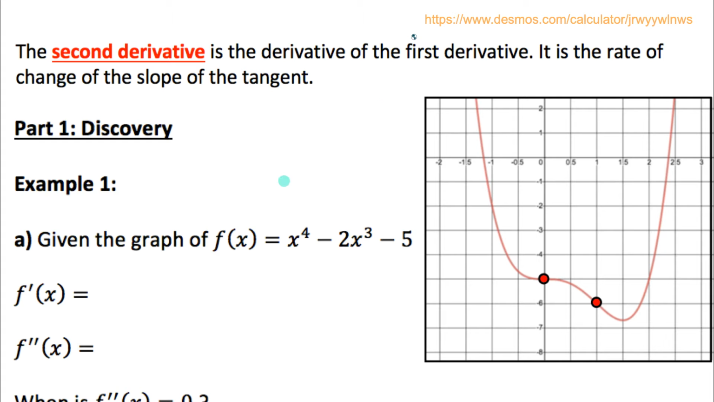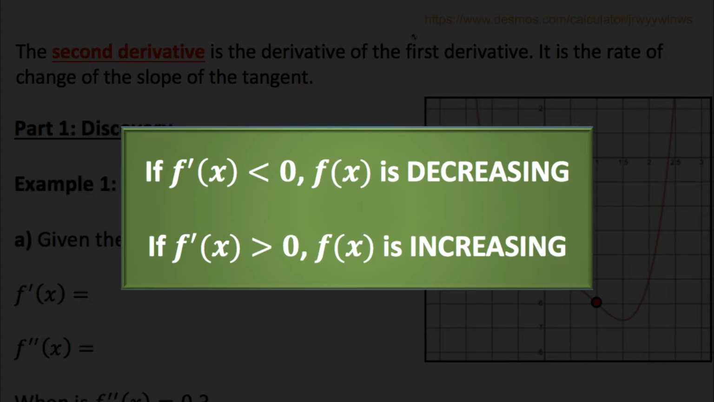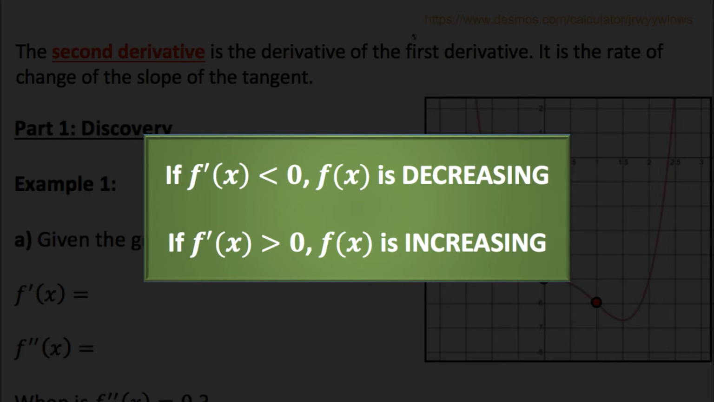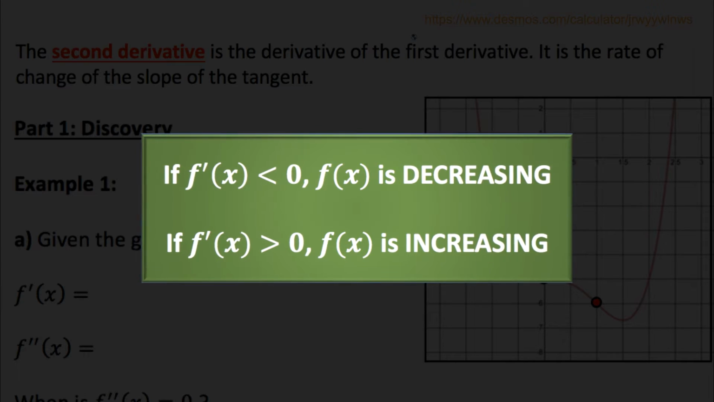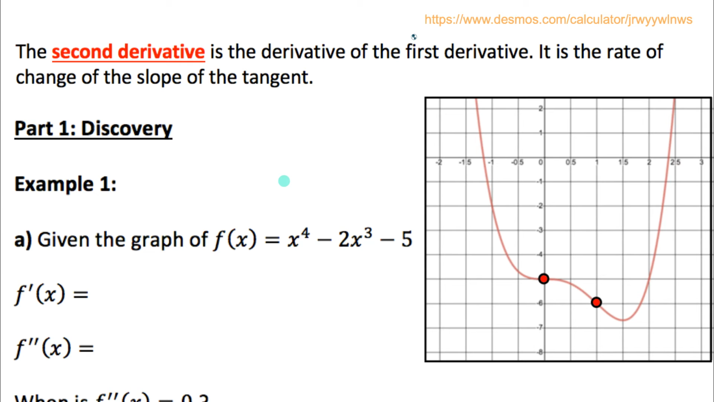And hopefully you remember from previous lessons, if first derivative is positive, that means the slope of the function is positive, which means it's increasing. If first derivative is negative, that tells us the slope of the function is negative, which means it's decreasing. Let's look at, in this lesson, what do the signs of the second derivative tell us about the function?